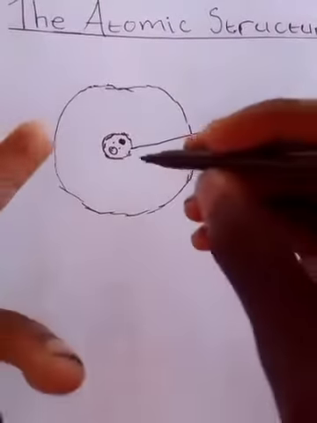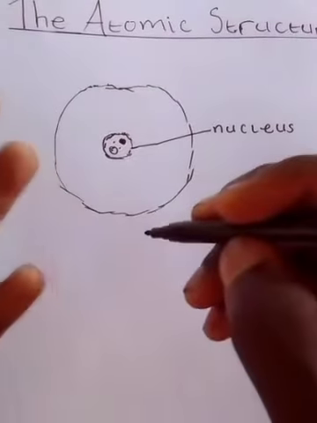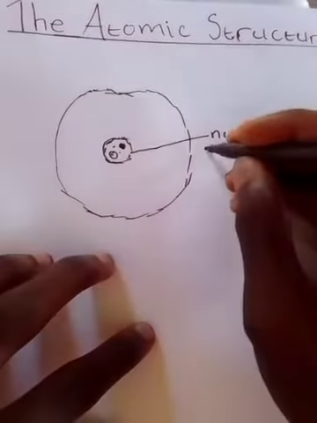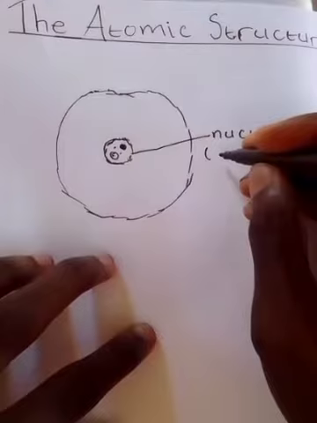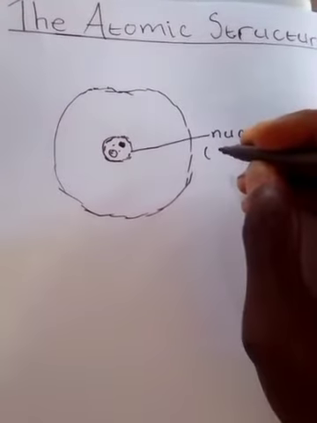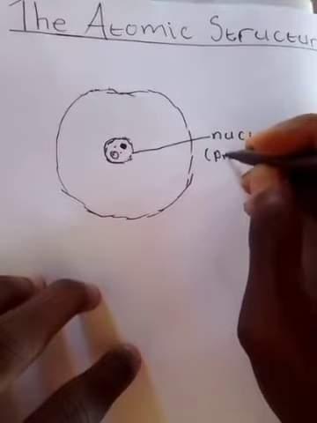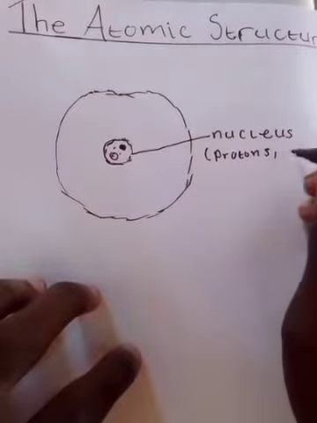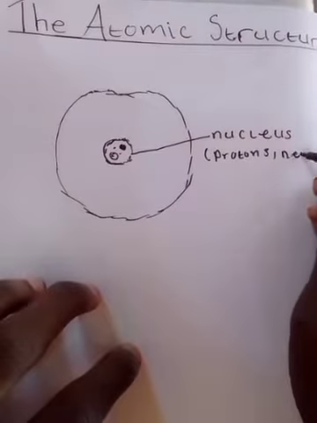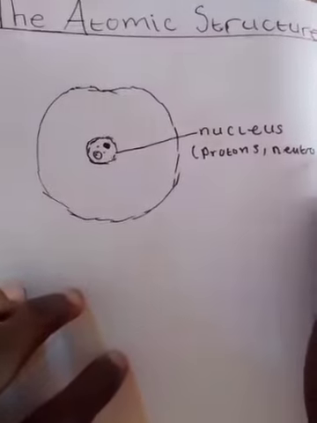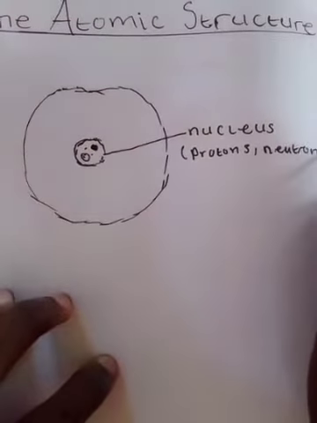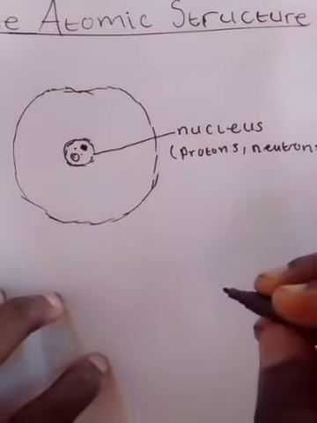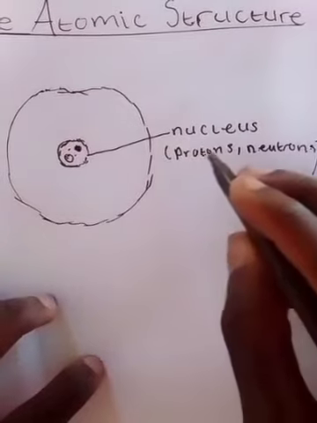Okay, so now what are these particles? These particles include the protons and the neutrons. So the nucleus of an atom is made up of two types of particles, which include the protons and the neutrons, written like this, neutrons. Okay, so the nucleus is made up of two particles, the protons and the neutrons.